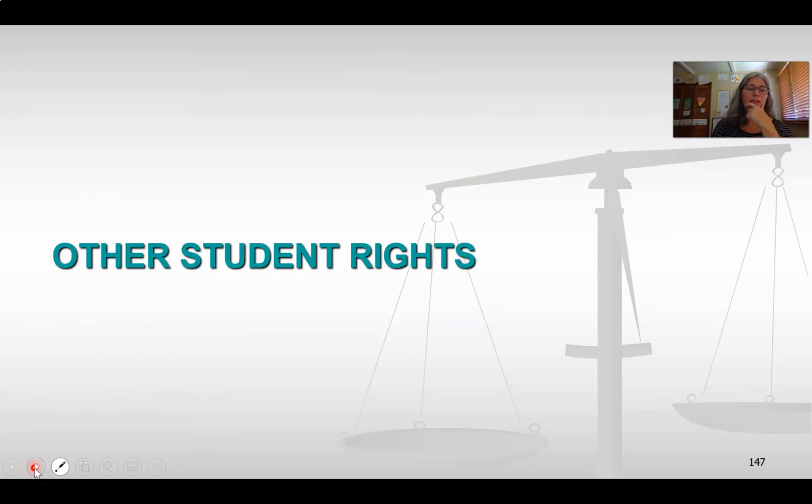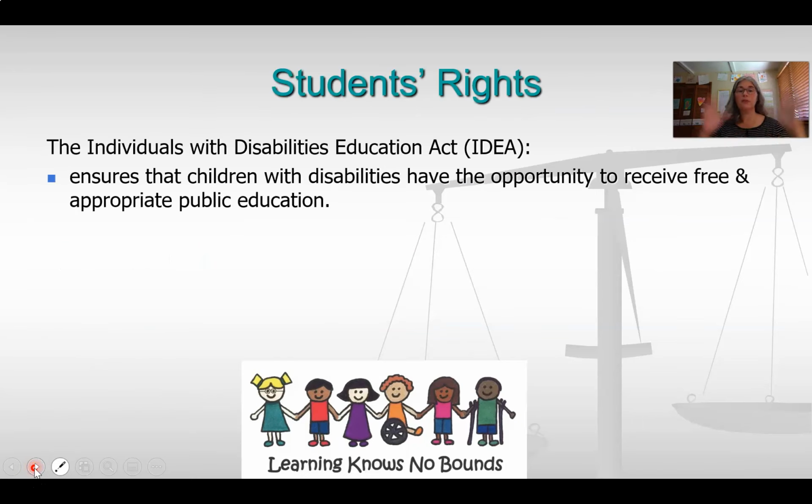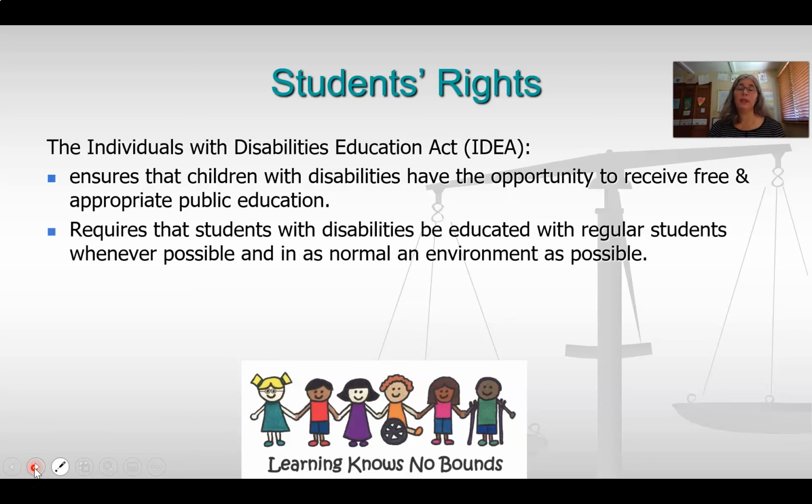Let's continue looking at some other student rights. First of all, we have the Individuals with Disabilities Education Act. This is a really big and important piece of laws and regulations that we have actually already covered in a previous chapter, and it is all meant to ensure that students with disabilities have the same opportunities as other students, the same opportunity to get an education. And it requires that these students with disabilities are educated with regular students whenever possible and in as normal of a classroom setting as possible.